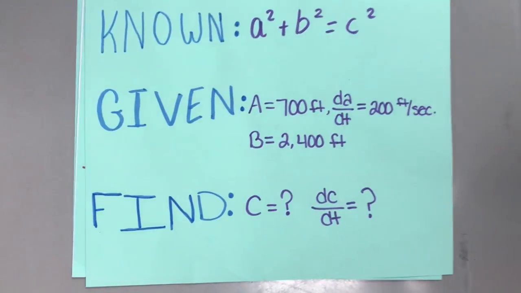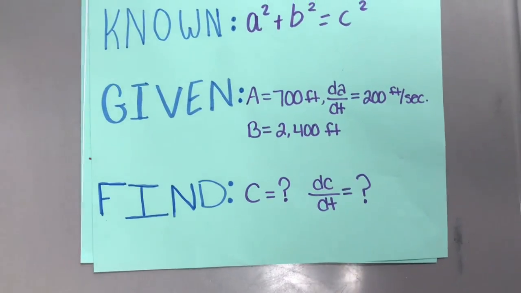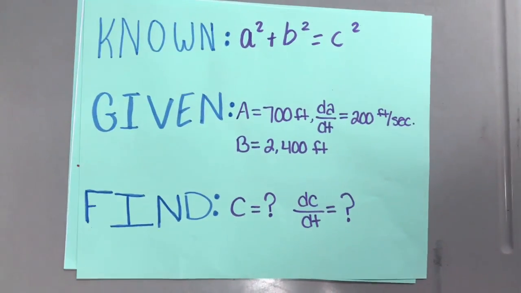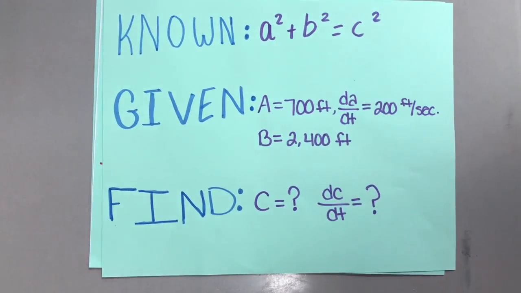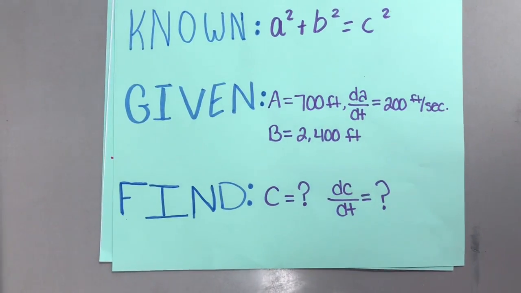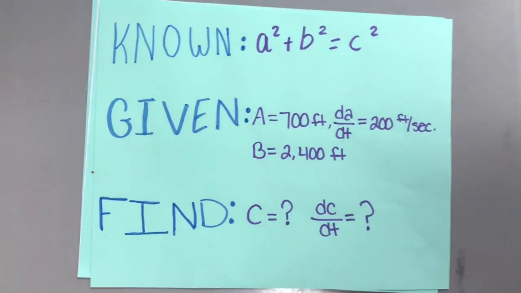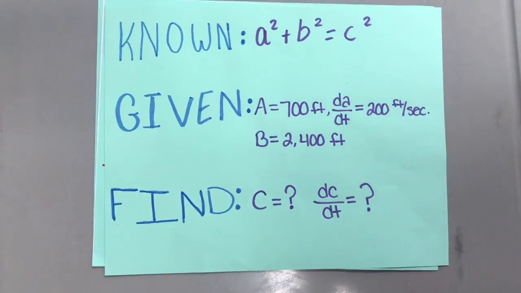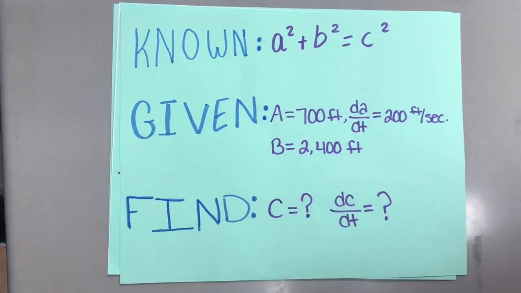Our known equation is a squared plus b squared equals c squared, because for this problem we have to use the Pythagorean theorem. Our given is a equals 700 feet, dA over dt equals 200 feet per second, and b equals 2,400 feet. We have to find side c, which is the hypotenuse, and dc over dt.